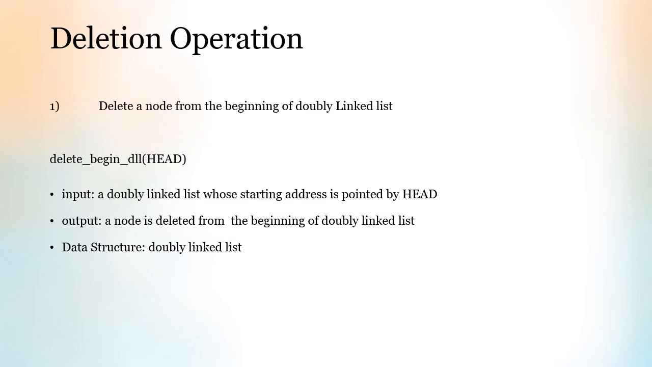Next, let us discuss the deletion operation in doubly linked list. The deletion can be done in 3 different positions. So first one is deleting a node from the beginning of a doubly linked list.